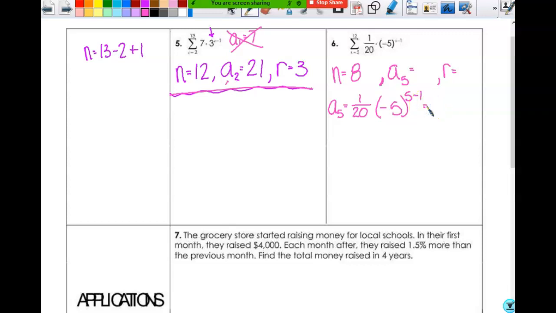And then when you type all that in, that 5th term will give you 125 over 4. So that's your 5th term, which is the first term in your series. So that's what you use as A1 in the formula. What is R here? Negative 5. Yes, very good.